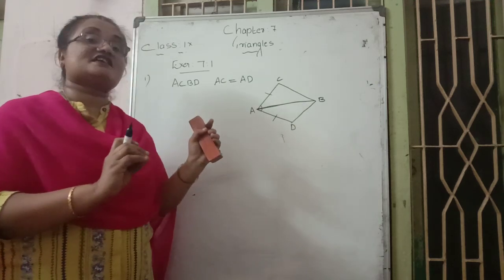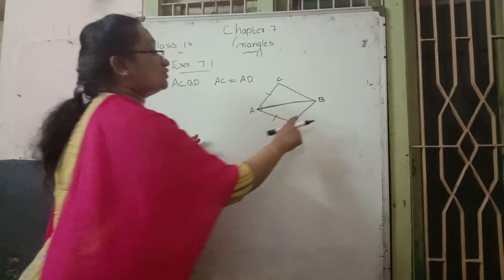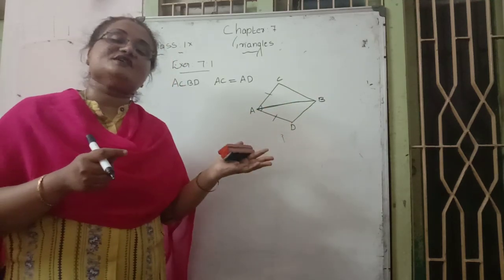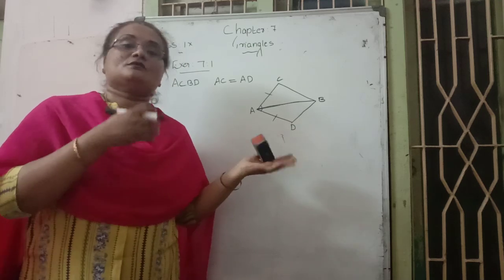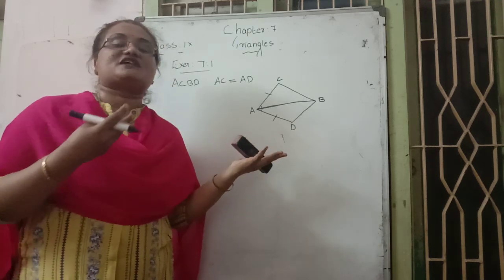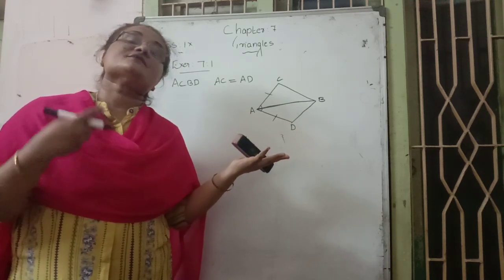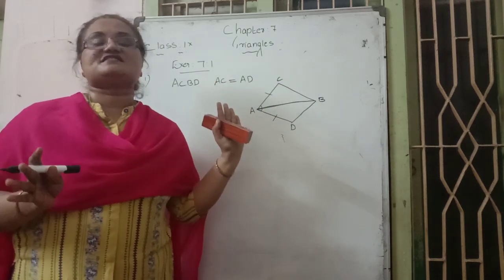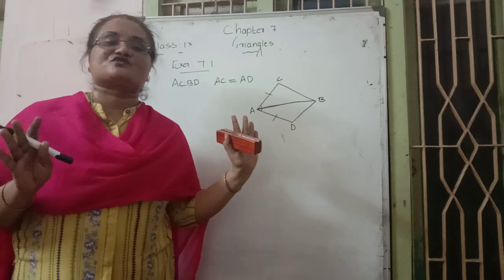In the same way, they are asking what we can say about the BD side and the BC side. Once we prove that the two triangles are congruent, then by CPCT we can say that the BD side and BC side are equal. That is the procedure.